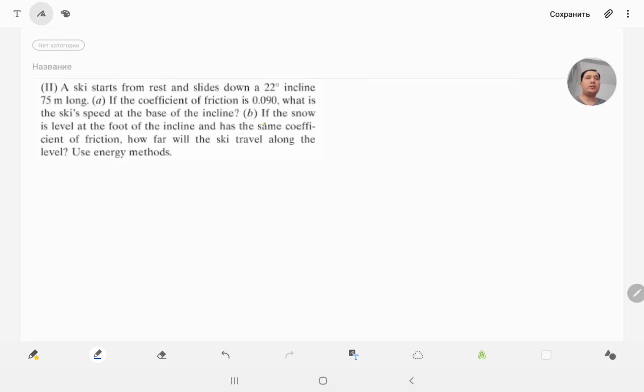Here we have a skier who starts from rest and slides down a 22-degree incline, 75 meters long. If the coefficient of friction is 0.09, what is the skier's speed at the base of the incline? So first let's draw it. Here we have an inclined plane. This angle is given, 22. This is the initial point. This will be the final point. At the final point, it will be moving with a certain velocity v. And this is the question: we should find this velocity.